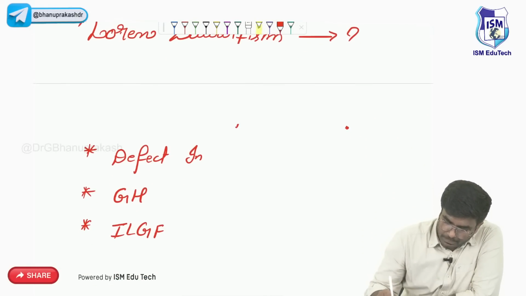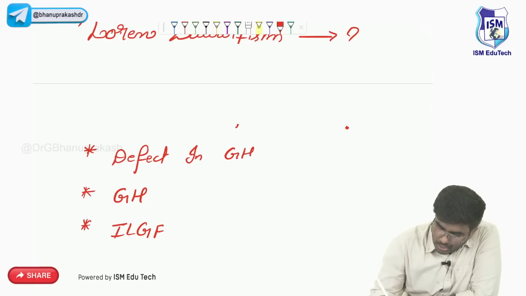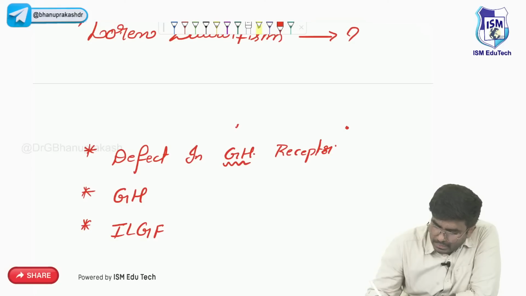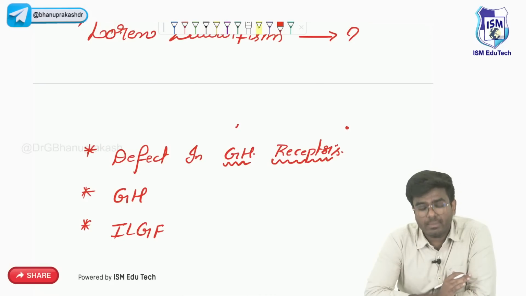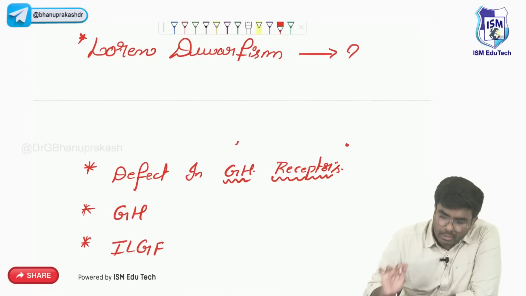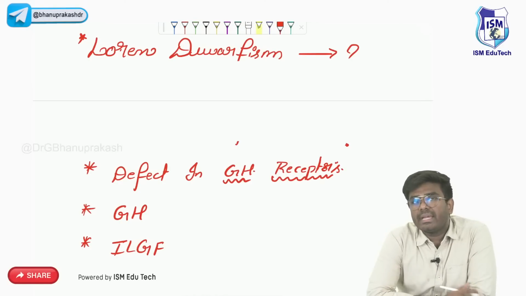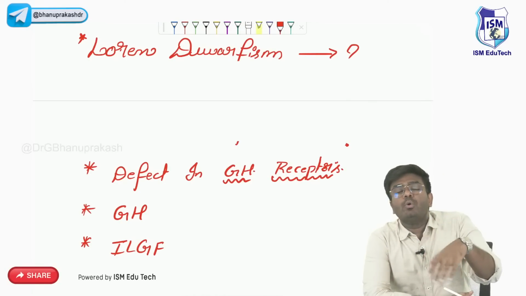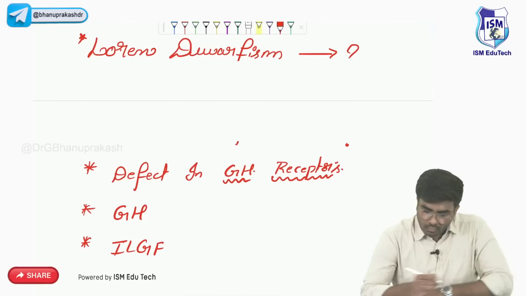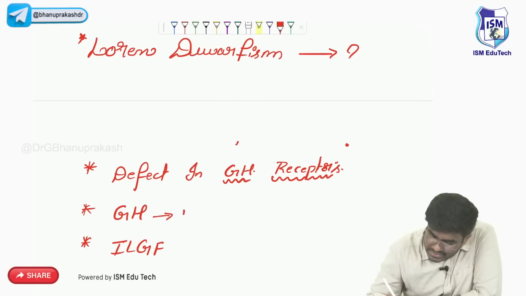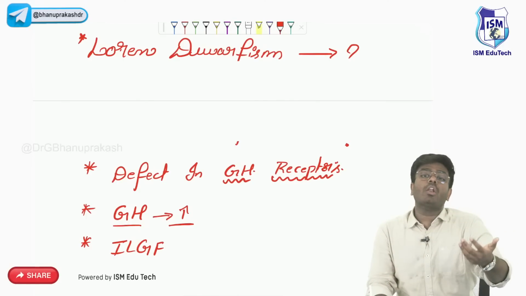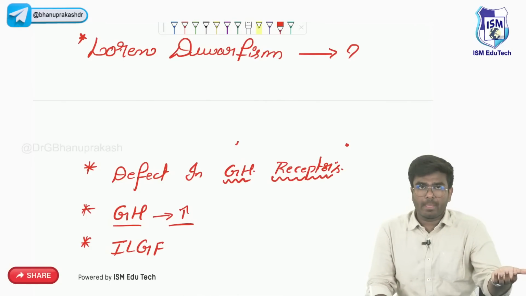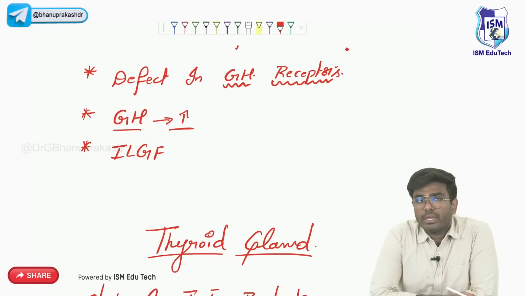Now, what exactly is Laron dwarfism? Laron dwarfism means the patient is having a defect in growth hormone receptors. The growth hormone receptors are desensitized, they are not working properly. Now, in this condition, what is the height of the patient? See, growth hormone is there, but the growth hormone receptors are not functional. So what happened to the levels of growth hormone in the body? There is an excessive amount of growth hormone, but the receptors are not functional. There is a receptor resistance. So the patient is going to be a dwarf.